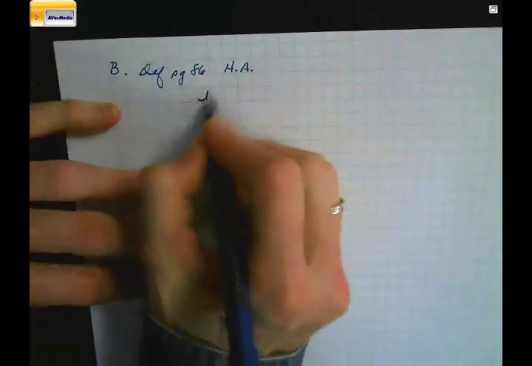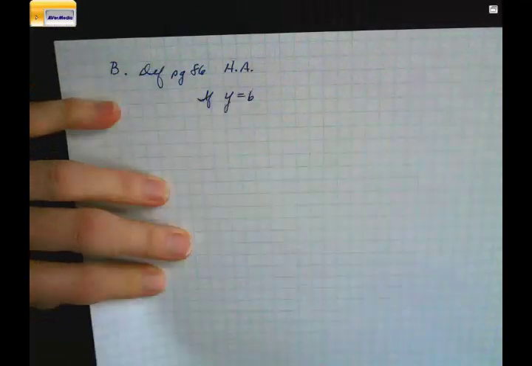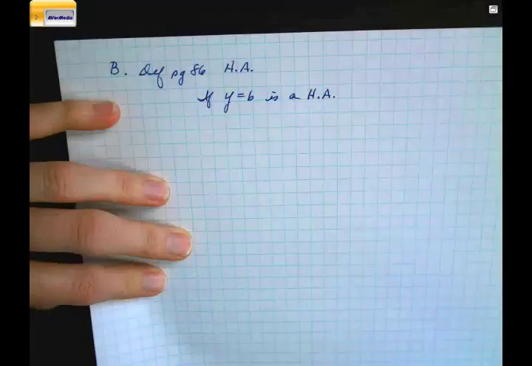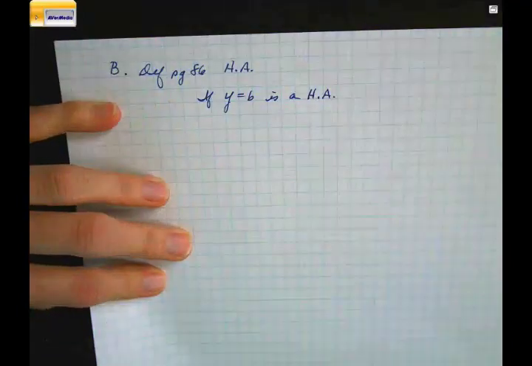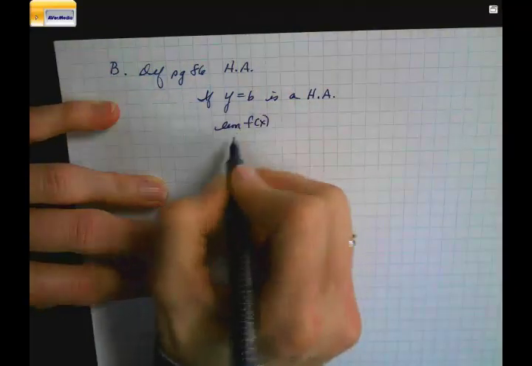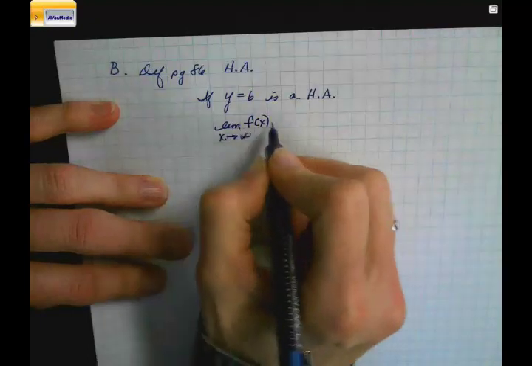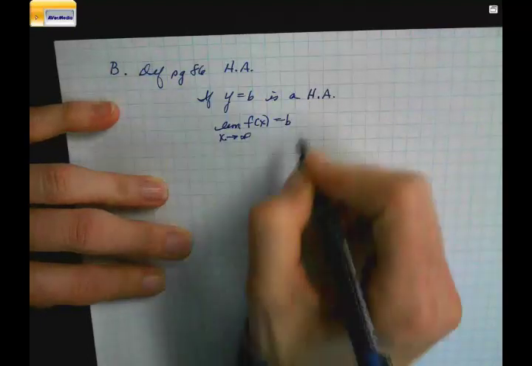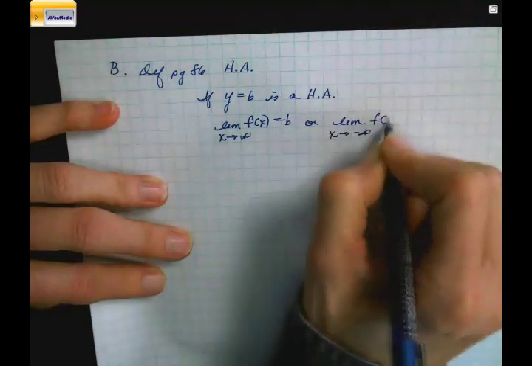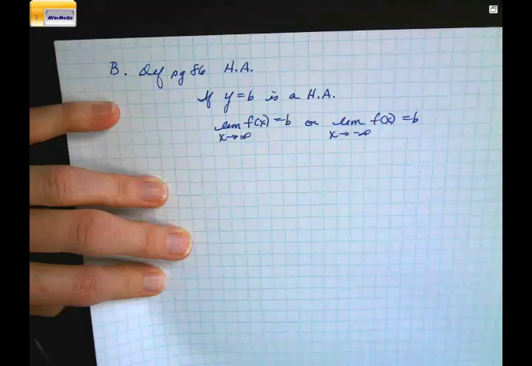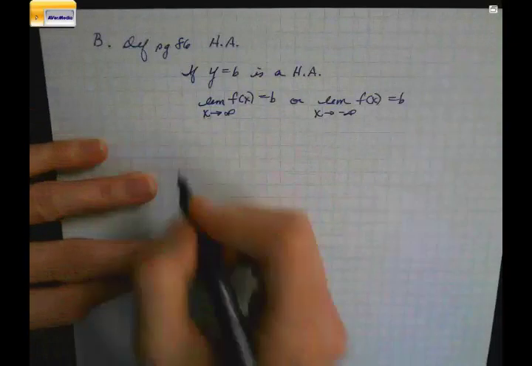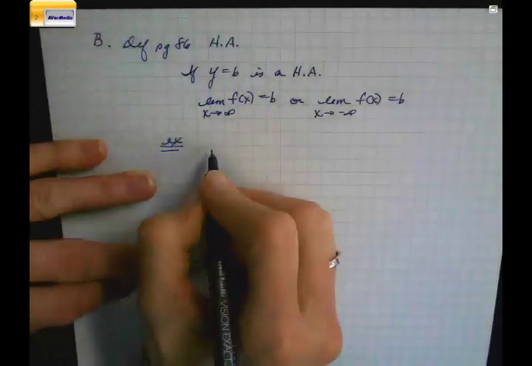Okay, so what it says is, if y equals b is a horizontal asymptote, if we're claiming y equals some number, some horizontal line, is a horizontal asymptote, then the limit of some function as x is approaching infinity must equal b, or it can be in the negative infinity direction for our limit.